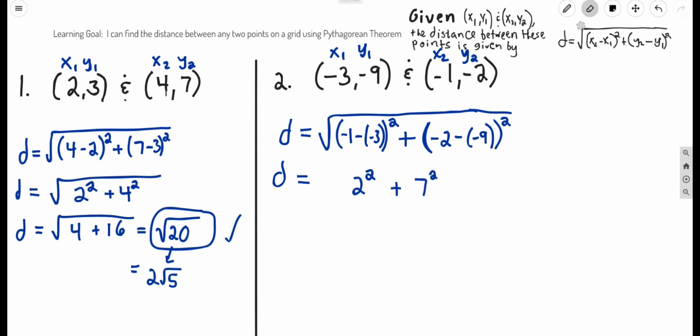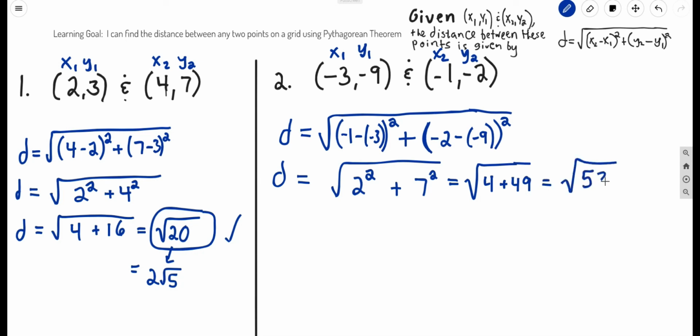I'll just redraw this. So now we've got the square root of 2 squared plus 7 squared, and we can simplify this. The square root of 2 squared would be the square root of 4, plus 7 squared is 49, and then 4 plus 49 is the square root of 53. In other words, we have d equals the square root of 53 as our answer.